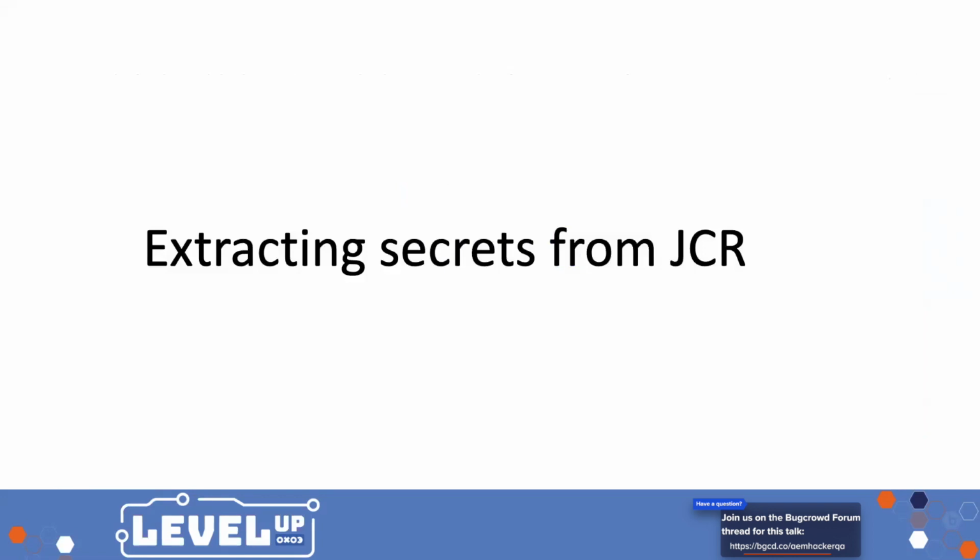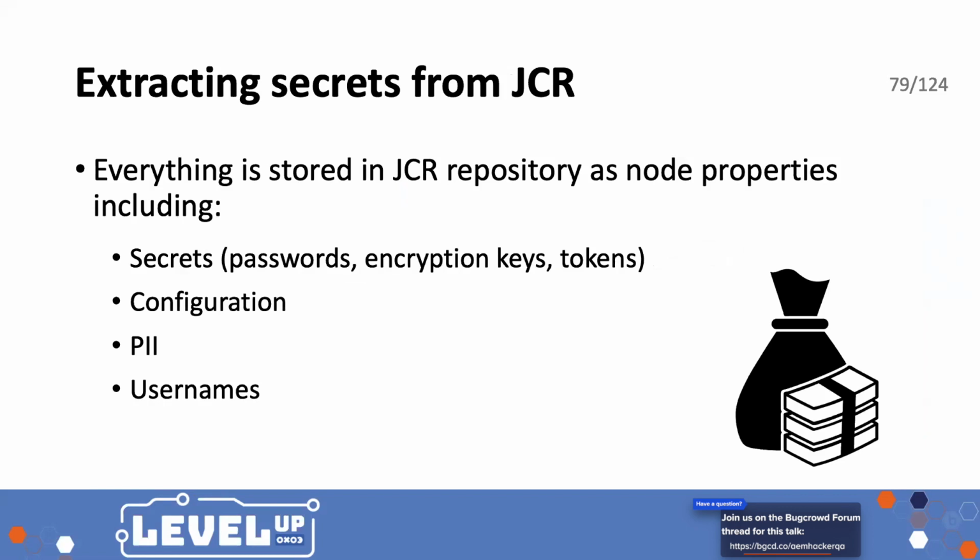Leaking secrets from JCR. Everything in AEM is stored in the content repository that represents a tree structure starting from the JCR root node. This rule is also valid for various secrets, including passwords for databases or online services, encryption keys, secret tokens, production configuration backups, and private information about users like emails, home addresses, and so on.